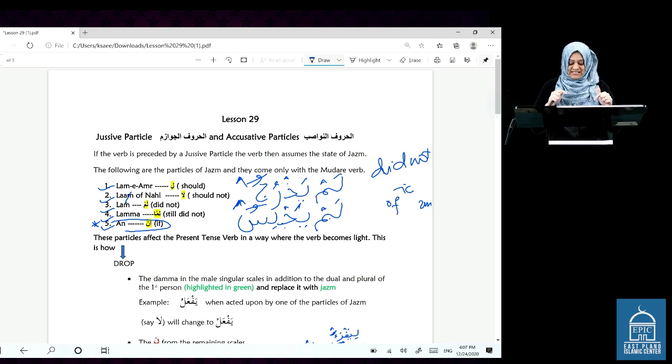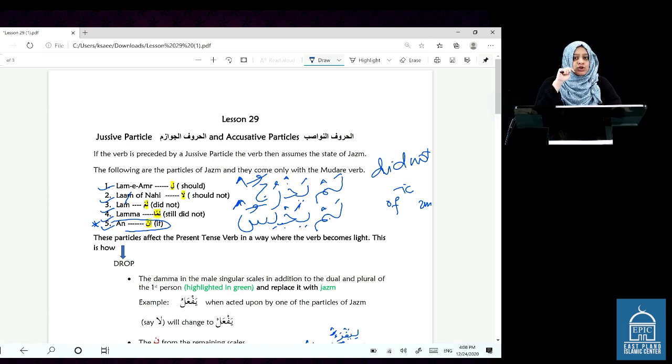Okay, so say for example, lamma darasa yadrusu, lamma yadrus, he still did not study. Or lamma yaqra, he still did not read, or yakhruju, lamma yakhruj, he still did not leave. All right, so ya'kulu, if I bring lamma, he still did not eat. Okay, and then we have the other one, let's take something from mazid fihi.